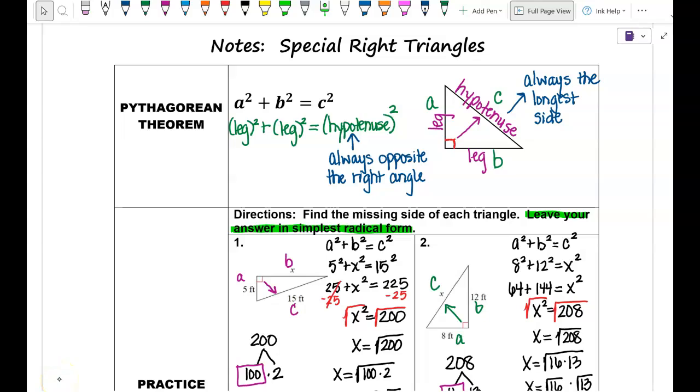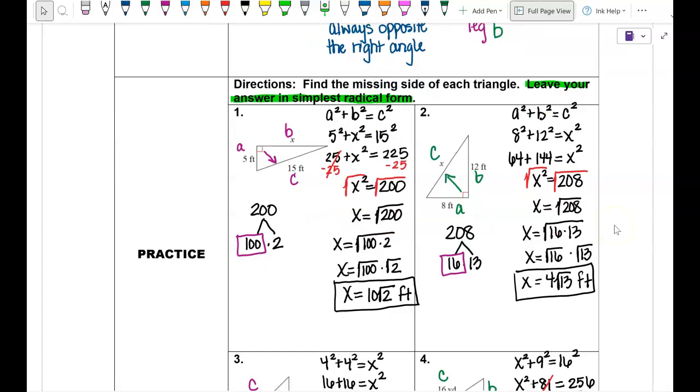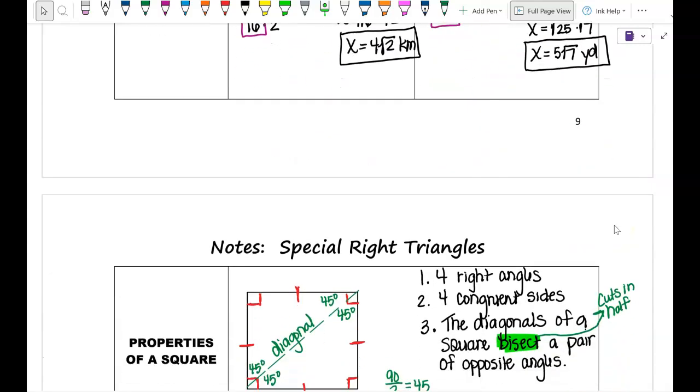All right, so we've been working on the idea of special right triangles for a couple days now. We're going to wrap it up today. The first thing we started off was talking about the Pythagorean theorem, leaving our answers in simplest radical form, so practicing simplifying radicals again. So we did that. Then we did a few practice problems.